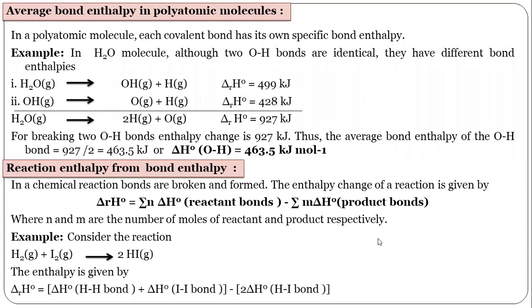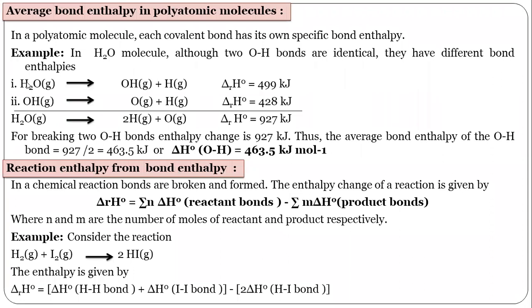There are also average bond enthalpies in polyatomic molecules. By an example you can understand what is meant by average bond enthalpy. Say in the case of a water molecule, in the case of polyatomic molecules, each covalent bond has its own bond enthalpy. So in the water molecule H2O, there are two OH bonds. Although these two OH bonds are identical, they have different bond enthalpies.